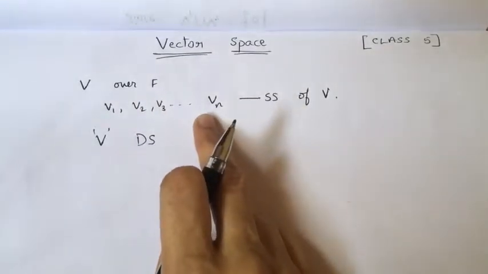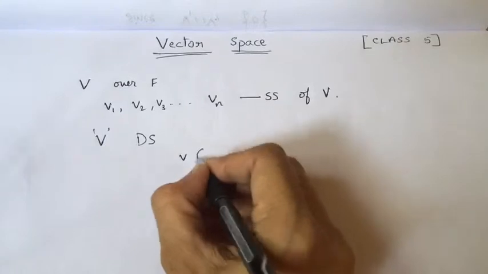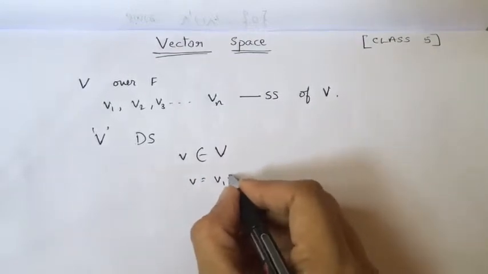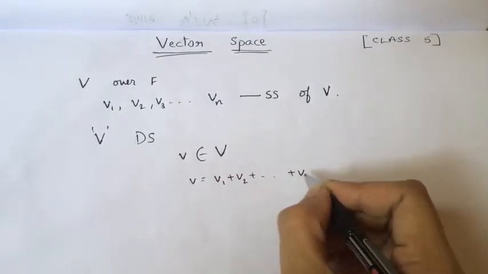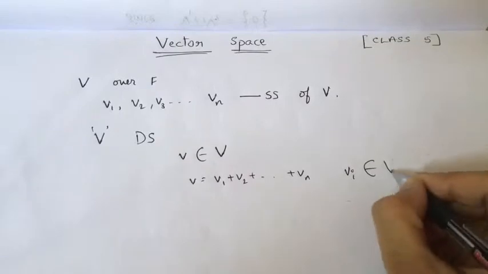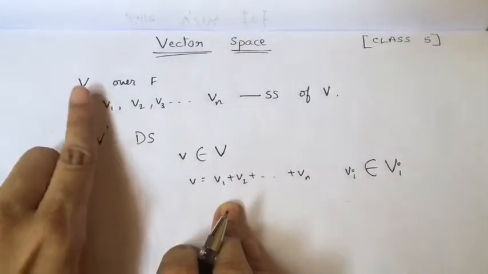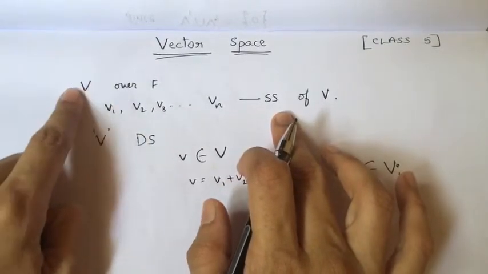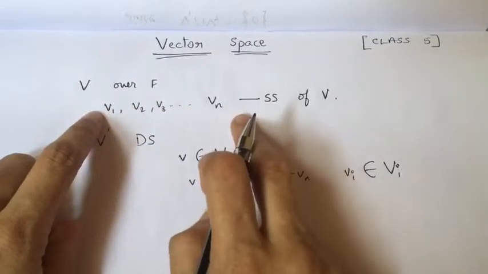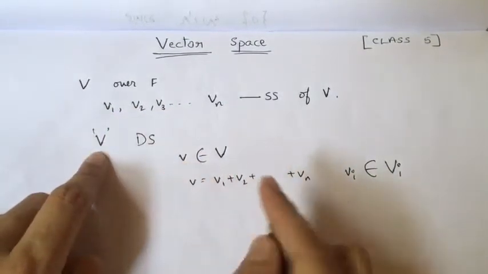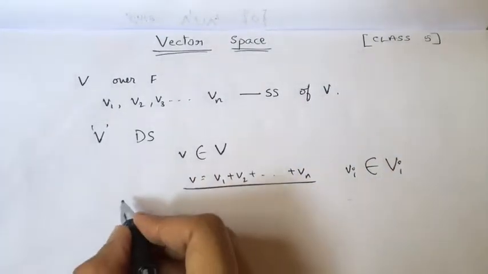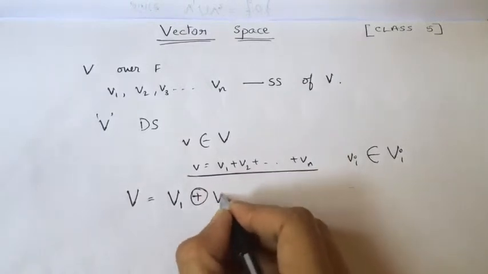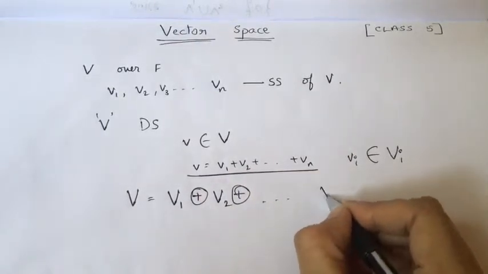Then I call V a direct sum of these subspaces if every vector in V can be uniquely expressed as v1 plus v2, like that, plus vn, where each vi belongs to the subspace Vi. V is a vector space over the field F, and V1, V2, V3, Vn are subspaces of V. Then we call V a direct sum of these subspaces if every vector in this vector space can be uniquely expressed like this, and we denote this direct sum as V equal to V1 direct sum V2, like that, Vn.